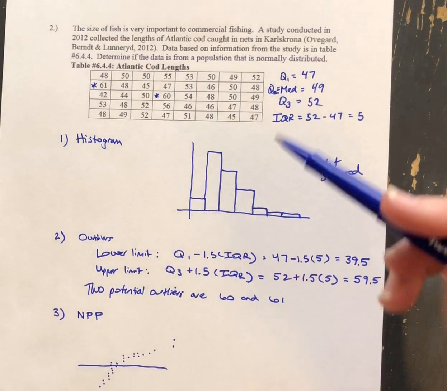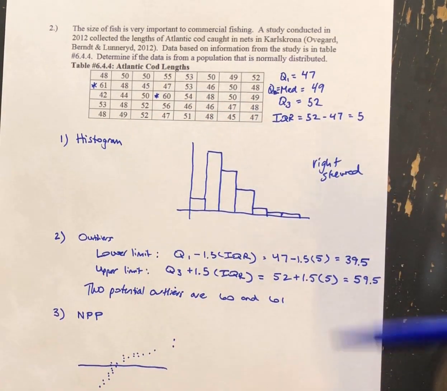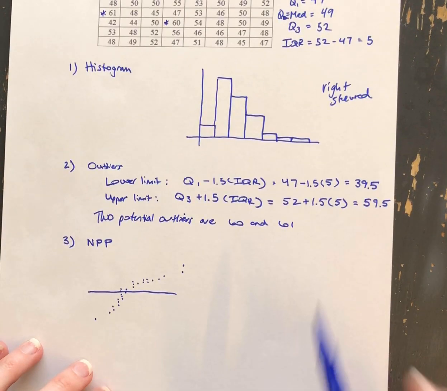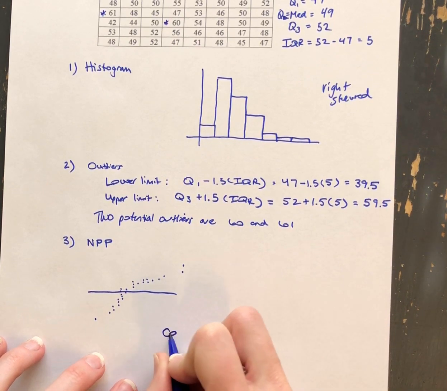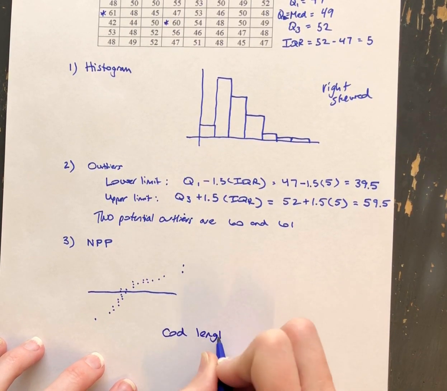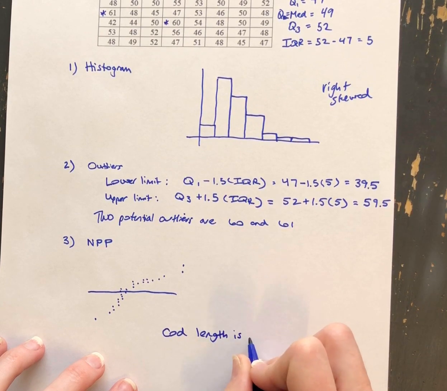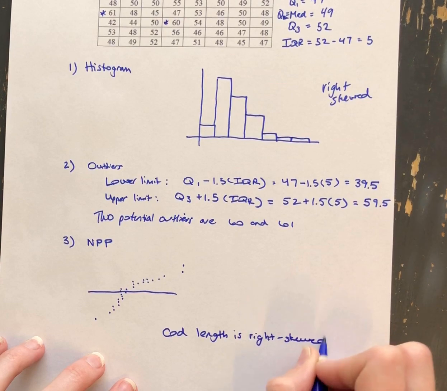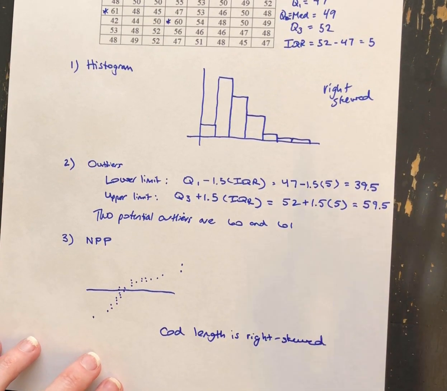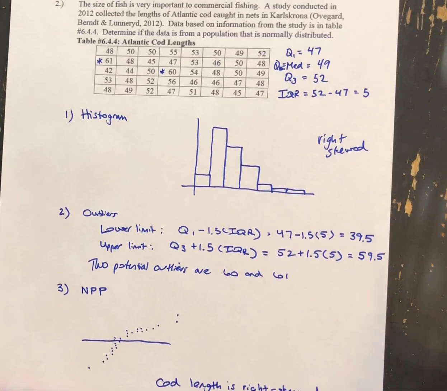And so this is definitely not an example of a variable that is far from normally distributed, but it is an example of a variable that we would say is probably not normally distributed. It looks like it's slightly right skewed. So we would say cod length is right skewed, at least for this data set, right? Those data values that we have.